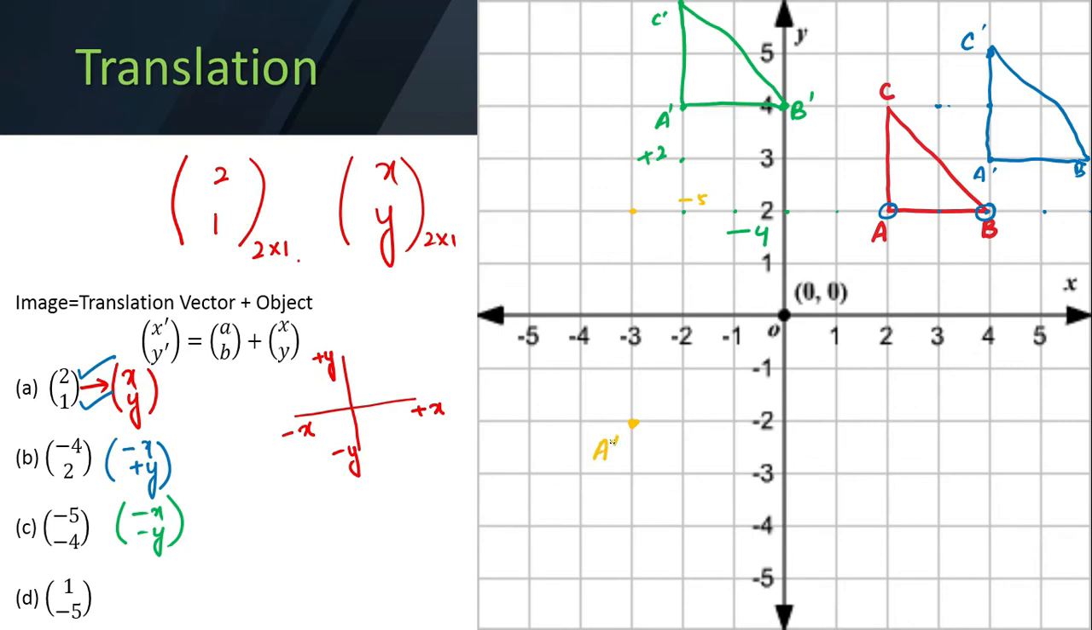Then we can do one more thing. As in translation, we know that whatever the object is, we will get the same shape as an image also.